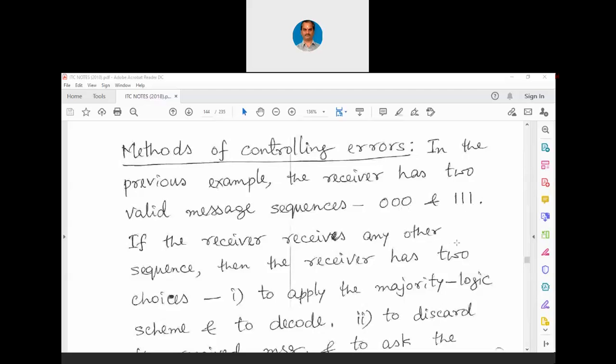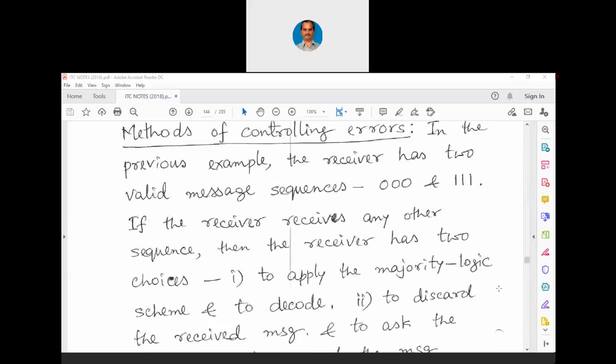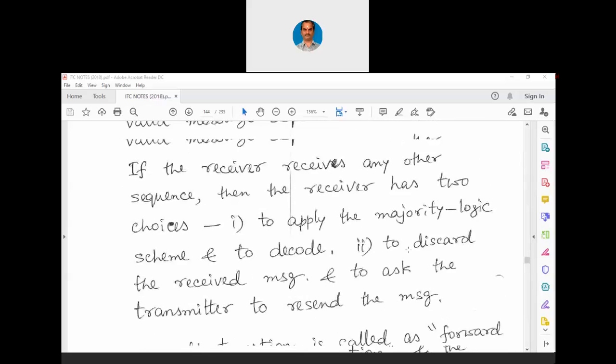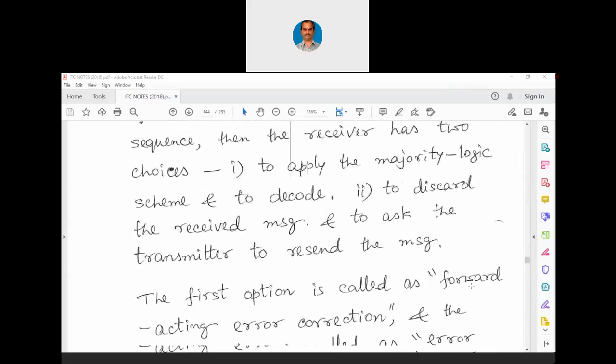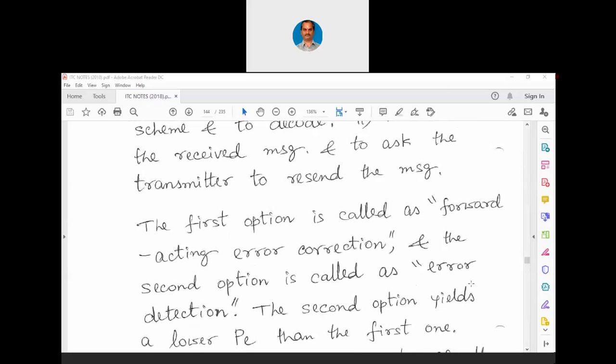If the receiver receives any other sequence, then the receiver has 2 choices. One is to apply the majority logic scheme and to decode. The other is to discard the received message and to ask the transmitter to resend the message. I had told you earlier about this ARQ, automatic repeat request. Now this first option is called forward acting error correction, and the second option is called error detection.